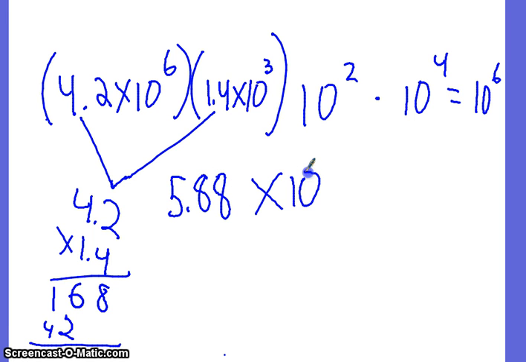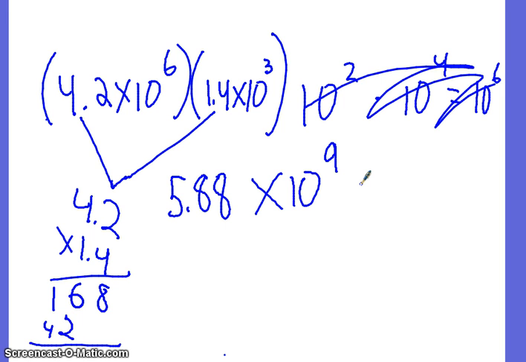Times 10 to the what power? Well, what's 2 plus 4? Oh, sorry, I'm looking over here. I shouldn't have looked over there. 6 plus 3? 9. Should have erased that problem. I could confuse myself. So 5.88 times 10 to the 9. Is 5.88 in correct form for scientific notation? Is the decimal after the first number that's not 0? Nod your head yes. So it's in correct form, and I don't have to do anything else to this problem. It's done. If it was not in correct form, there would be a little bit I'd have to do to change that. But we'll get to that in a little bit.